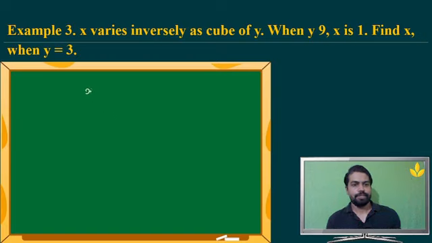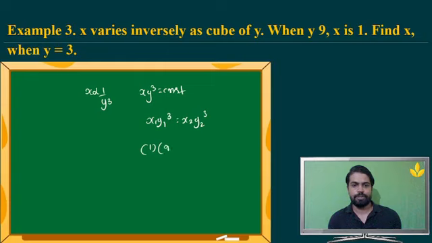So let's go to the next question. X varies inversely with the cube of y. So what I can say is x into y cube is equal to constant. So I can say x1 y1 cube is equal to x2 y2 cube. So x1 is 1, y1 is 9. So find x2 when y2 is 3. So I can go for x2 is equal to 9 by 3 whole cube, rearranging this, which will be equal to 3 cube, which is equal to 27. So that is the answer for this question.